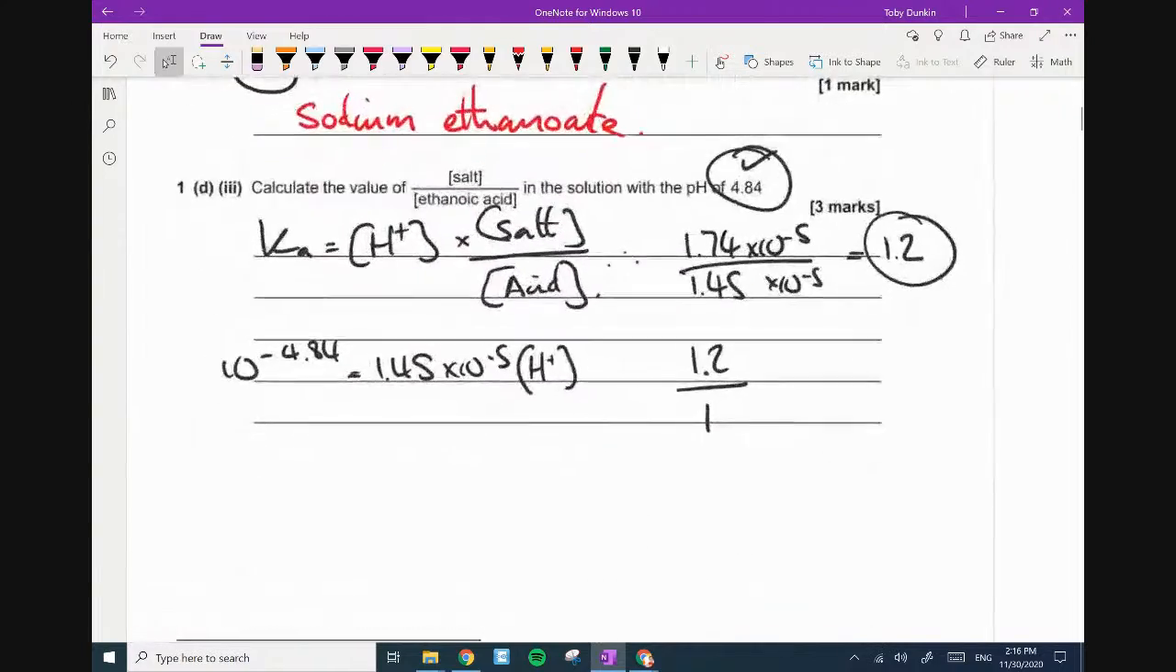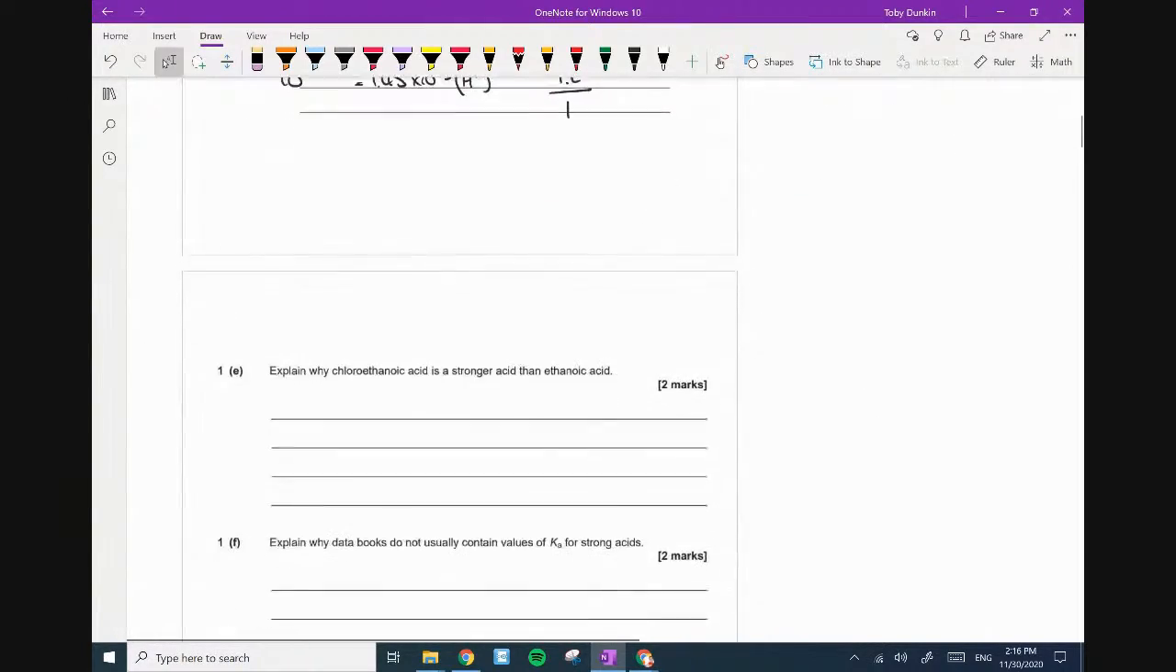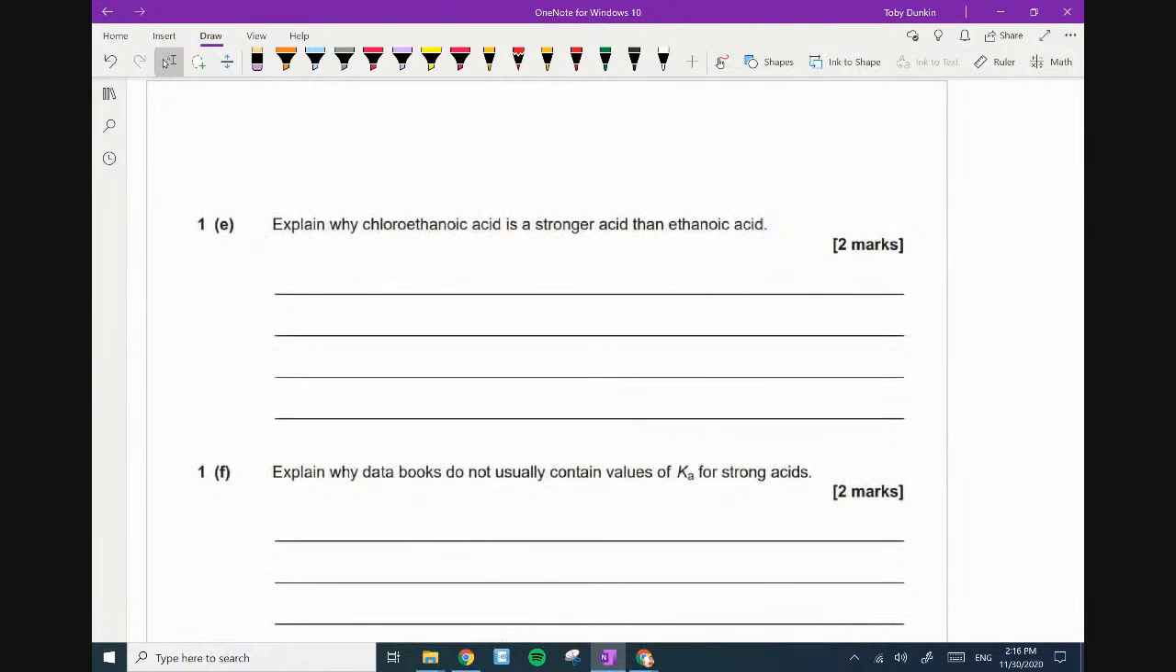Yeah, it's only 3 marks. Next. Explain why chloroethanoic acid is a stronger acid than ethanoic acid.